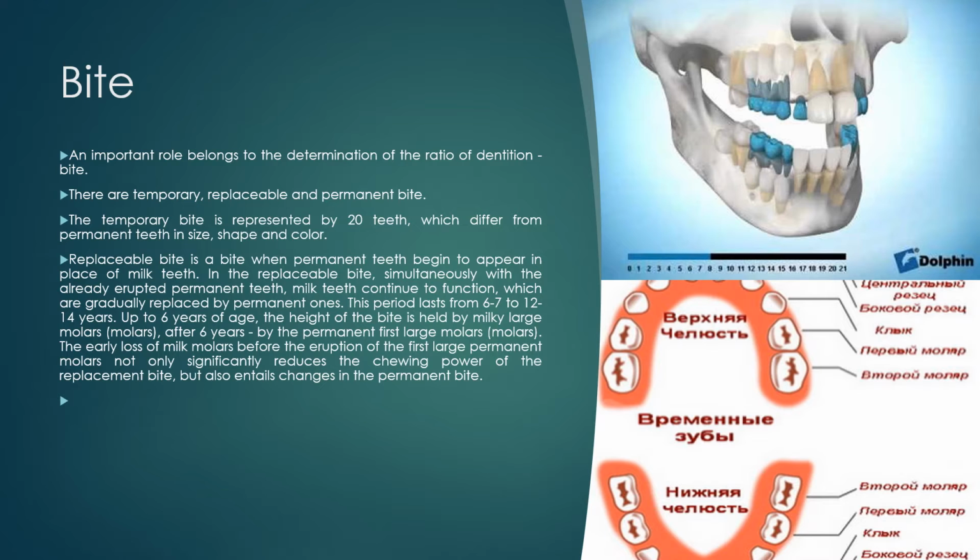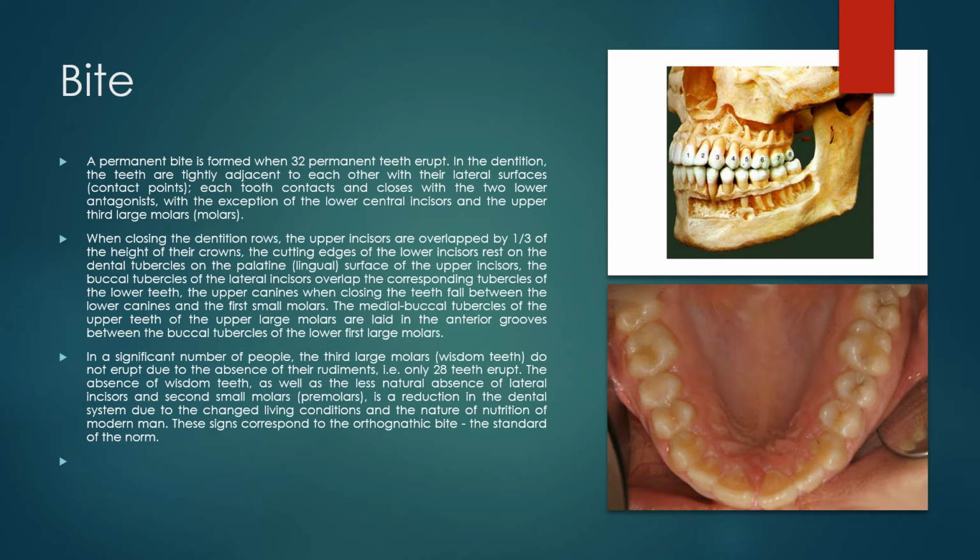In the replaceable bite, simultaneously with already erupted permanent teeth, the primary teeth continue to function, which are gradually replaced by the permanent ones. This period lasts from 6 to 7 up to 12-14 years. A permanent bite is formed when 32 permanent teeth erupt.